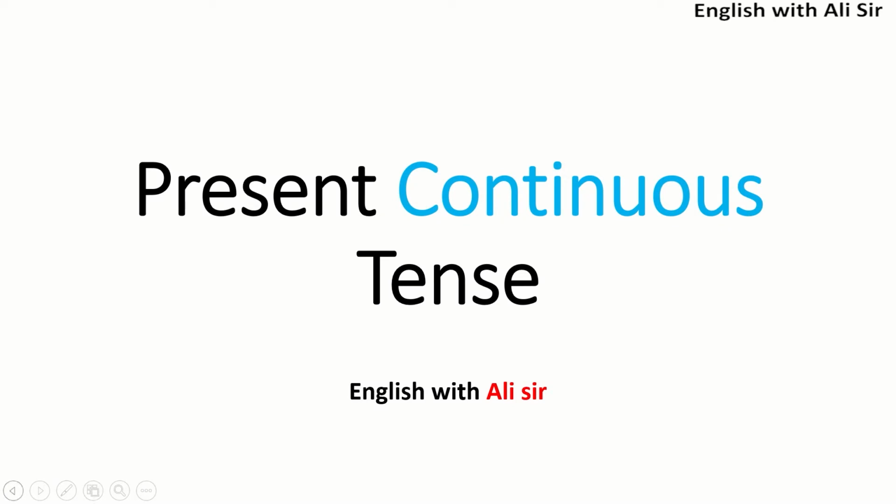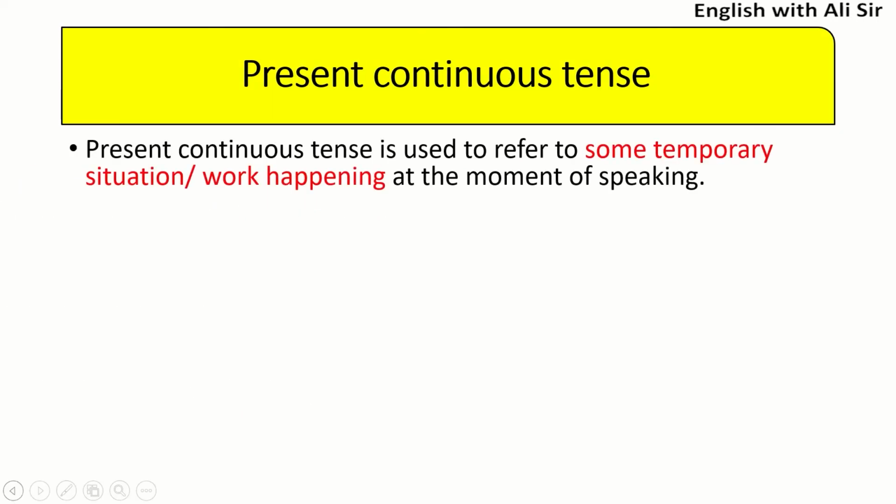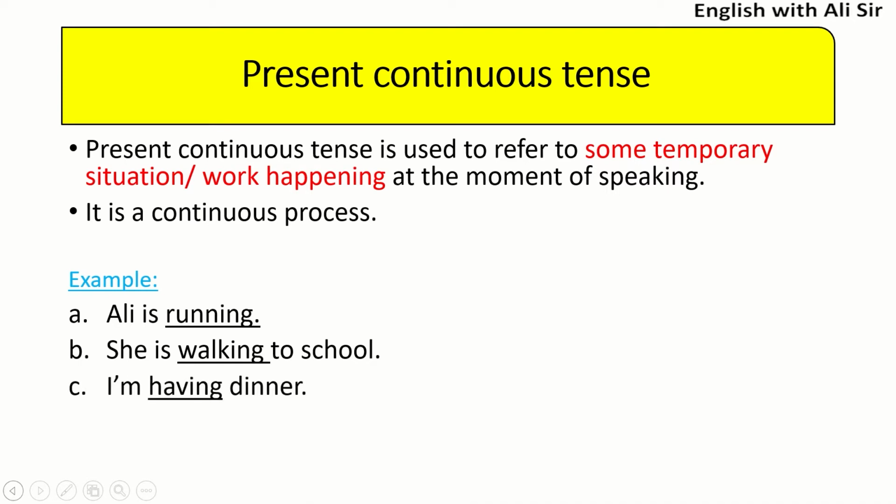Present continuous tense is used to refer to some temporary situations, to some temporary work which are happening at the moment of speaking. So it is a continuous process. For example, Ali is running. She is walking to school. I'm having dinner. They are watching a comedy film.